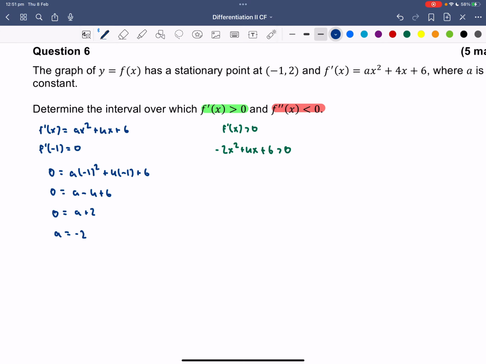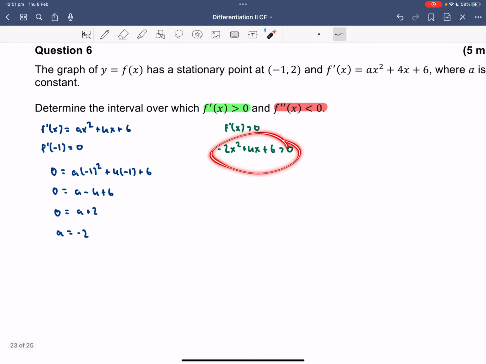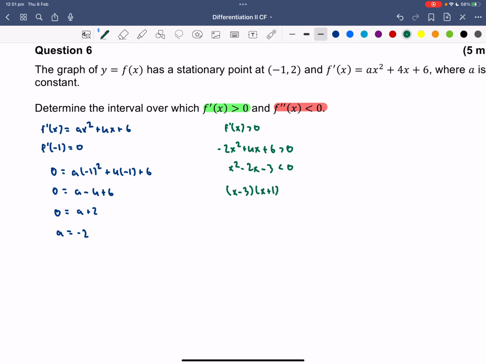So if the derivative has to be more than 0, I'm going to divide everything by -2. And we should all know that with inequalities, if you multiply or divide by a negative number, you flip the sign. So that's less than 0, aka x take 3, x plus 1 less than 0. So if I was to draw a parabola, the two roots for this are -1 and 3.